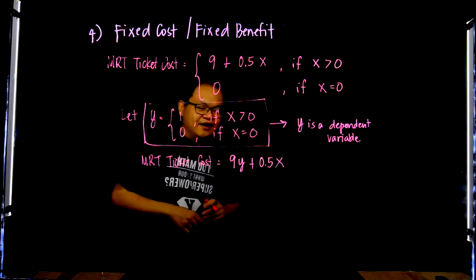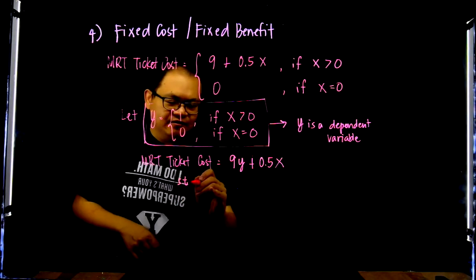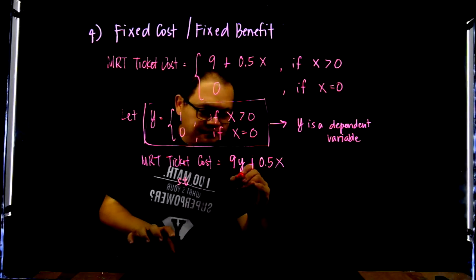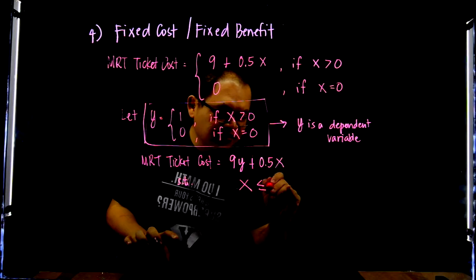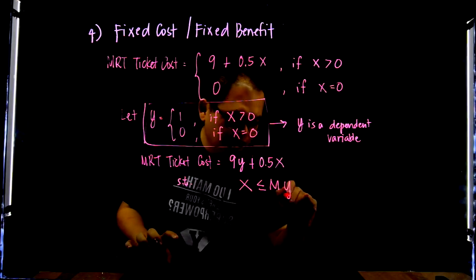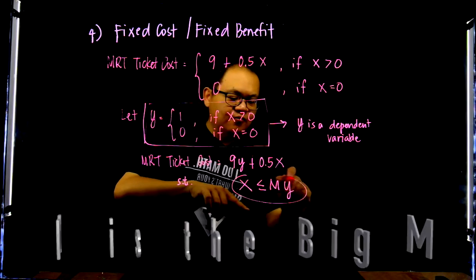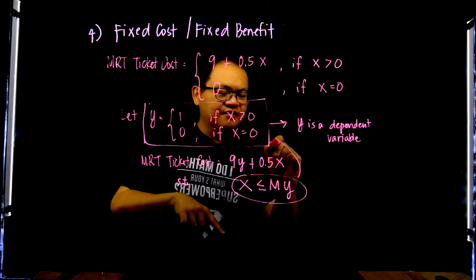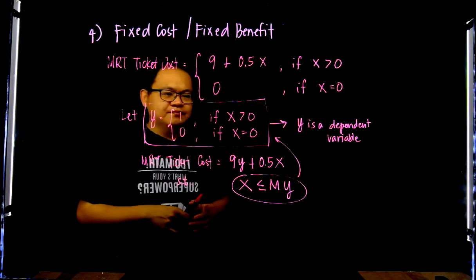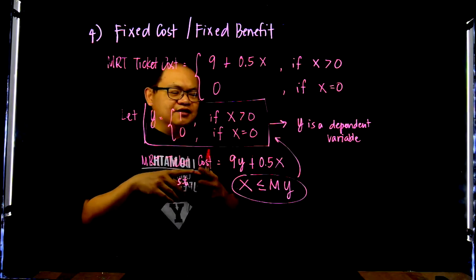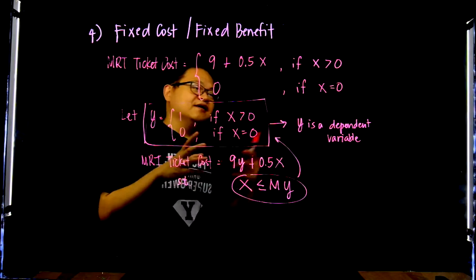What do I mean by that? So let me add a constraint. What is the constraint? If I add x less than or equal to My, this constraint will represent this definition. Let me explain. Let's look at scenarios. What will happen if x is positive? Let's say x is 2.